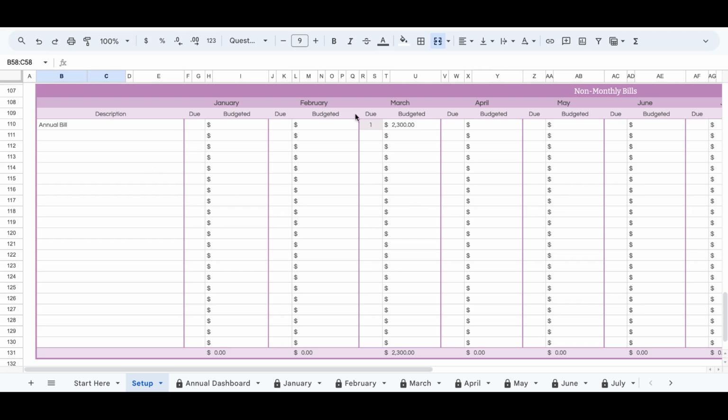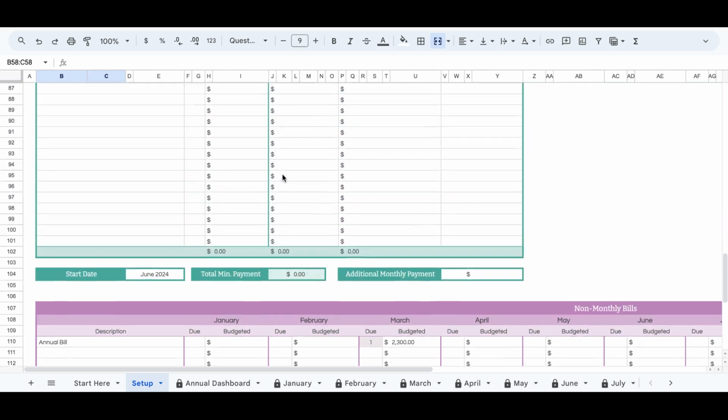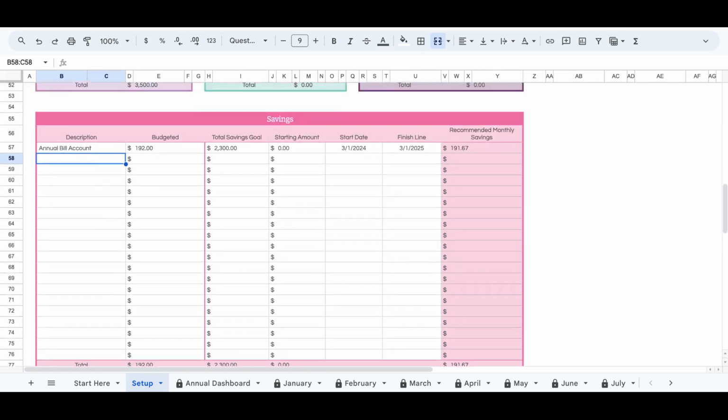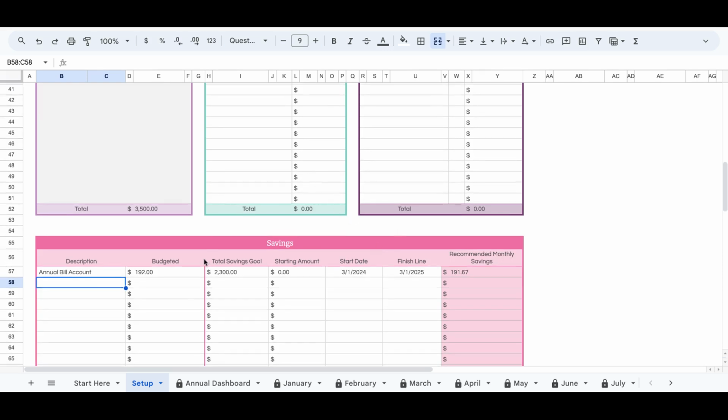So this is my annual bill. I have it on my non-monthly bills. I just put it in March. So you're going to put that in there on your sheet. Then you will also have that sinking fund savings account where you're going to be saving for that annual bill. So I put that in here too, with how much I'm going to budget per month.